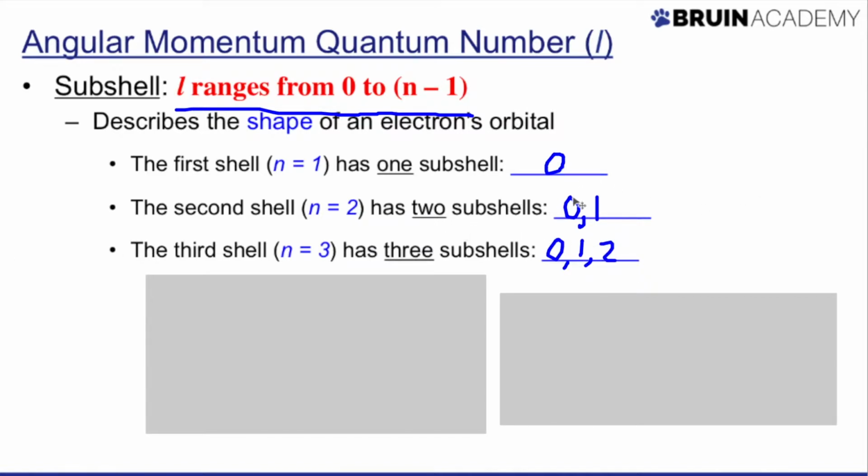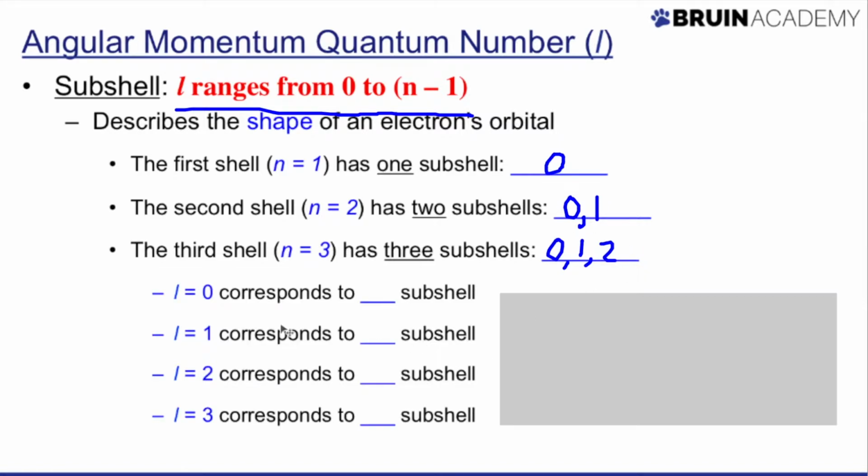So it turns out these numbers have meanings. If L equals 0, that corresponds to a subshell called S. So we call it the S subshell. If L equals 1, that corresponds to the P subshell. If L equals 2, that corresponds to the D subshell, and finally L equals 3 corresponds to F. You have to memorize this. You need to memorize this for your exams, as well as the fact that L ranges from 0 to n minus 1. This is not something that will be given to you on an exam, so you have to commit it to memory.